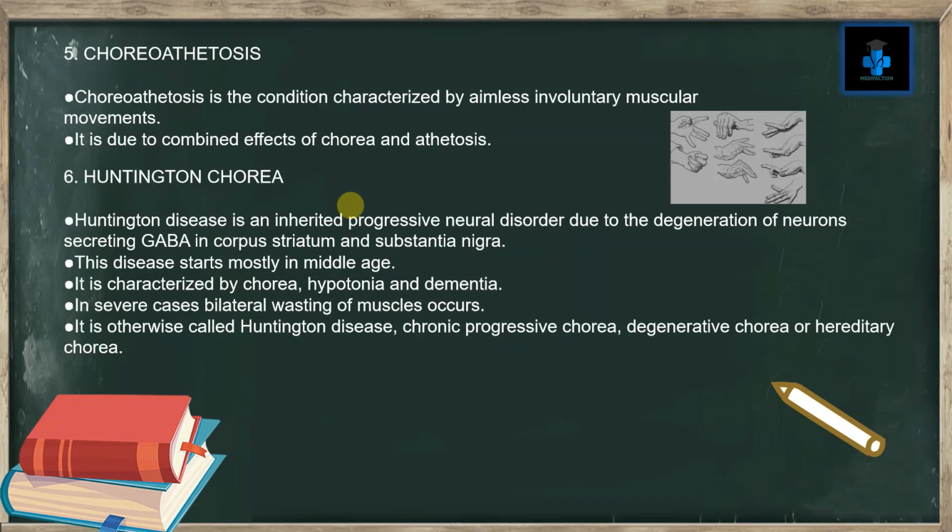Huntington chorea. Huntington disease is an inherited progressive neural disorder due to the degeneration of neurons secreting GABA in corpus striatum and substantia nigra. This disease starts mostly in middle age. It is characterized by chorea, hypotonia, and dementia. In severe cases, bilateral wasting of muscles occurs. It is otherwise called Huntington disease, chronic progressive chorea, degenerative chorea, or hereditary chorea.